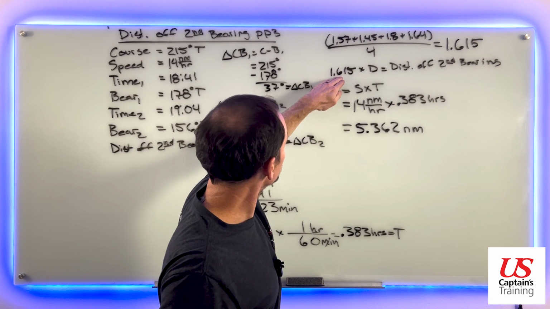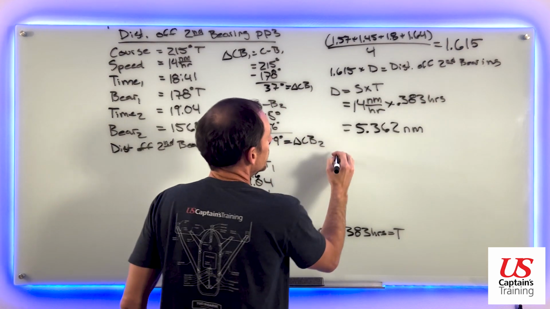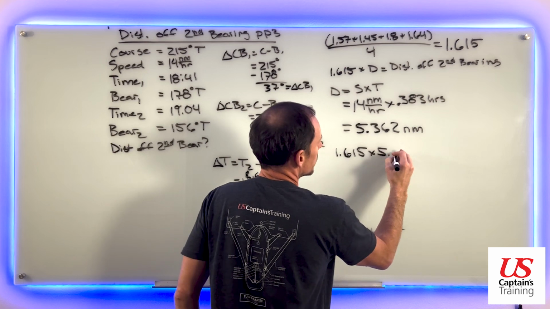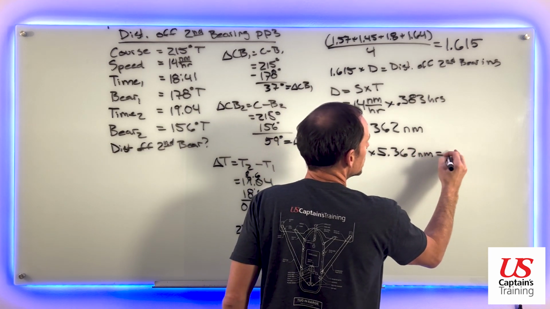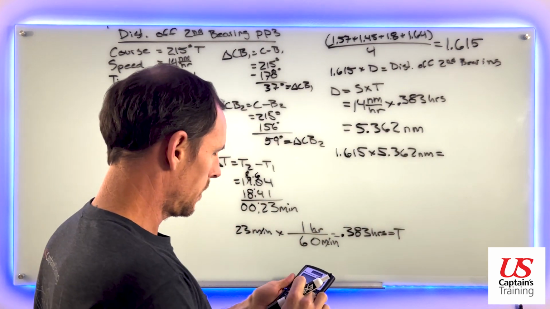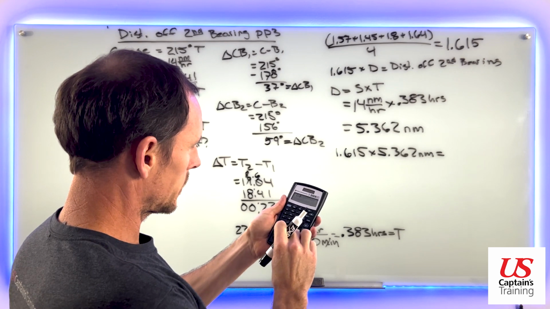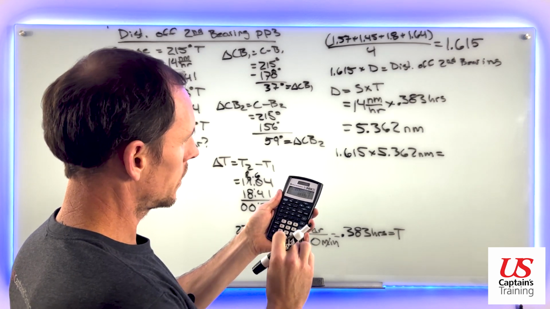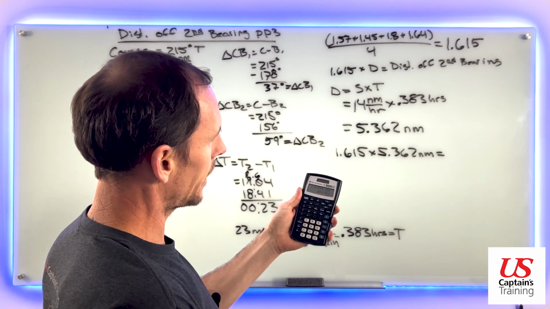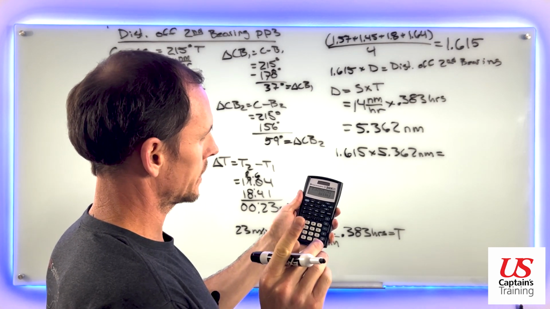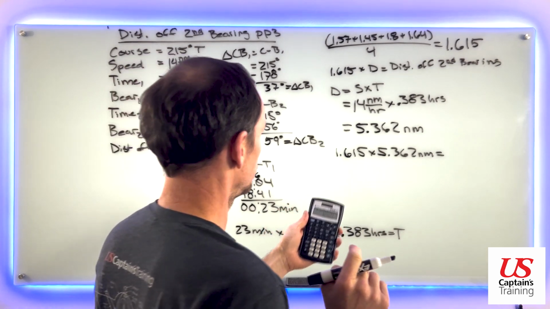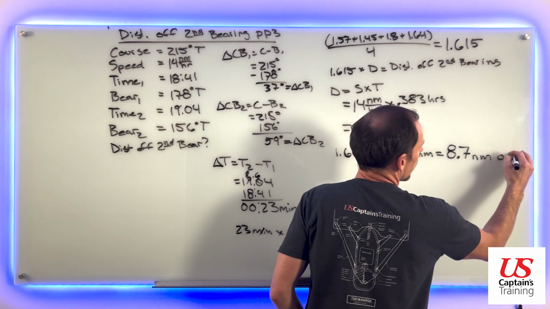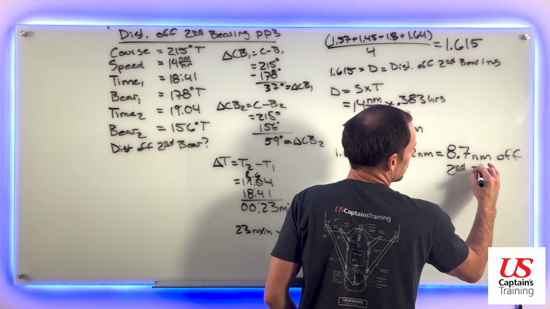Now look, we have our distance. We go table value times distance to get distance off second bearing. So 1.615 times the distance, 5.362 nautical miles, equals distance off second bearing. We're almost there. 1.615 times 5.362 equals 8.65963. We'll round to one decimal place here at the answer. So 8.7. 8.7 nautical miles off of the second bearing.